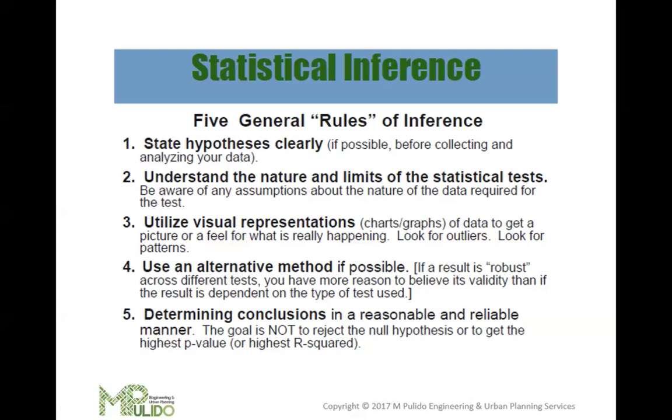We need to check for being robust. For example, if a t-test and a Mann-Whitney U-test both show significant differences between groups, the findings are more robust. Alternative tests means using both parametric, for example ANOVA, and non-parametric, for example the Kruskal-Wallis test, to verify results.